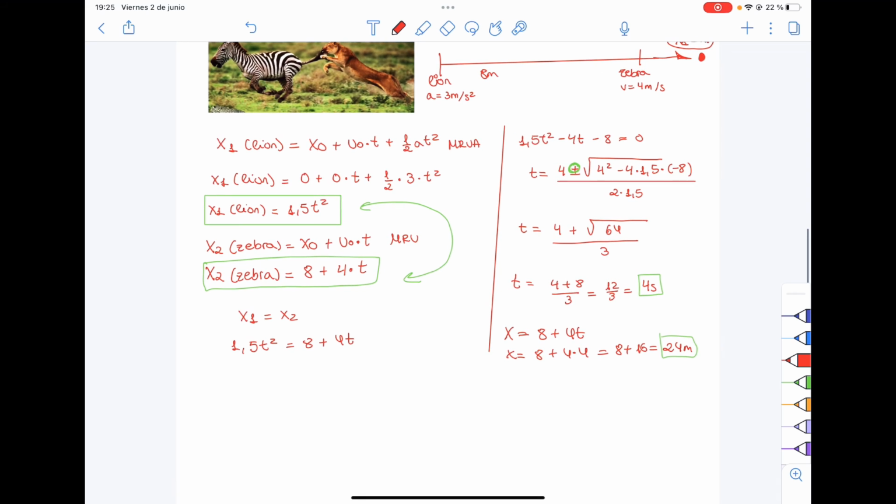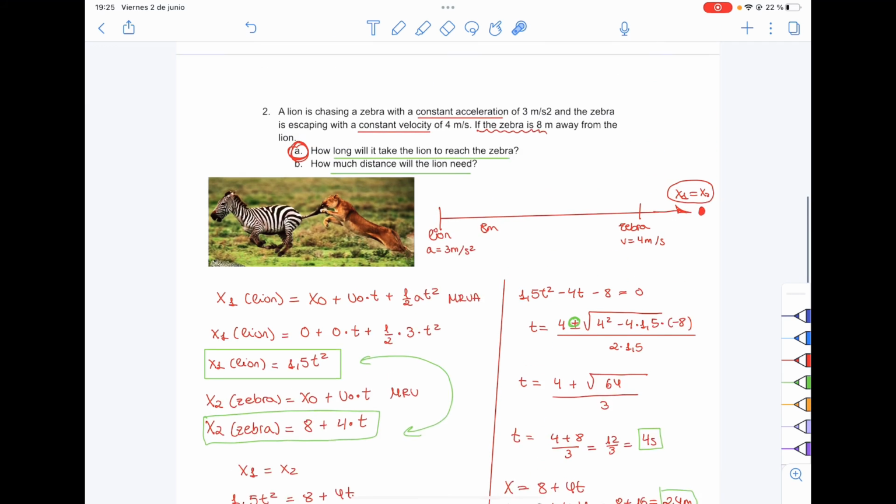If you want, you can try it with this other formula, 1.5 times t squared, so 1.5 times 4 squared, which is 1.5 times 16, which is as well 24 meters. The same result. So it doesn't matter which one of the two formulas you use. You can use either this one or this one. So this could be A and this could be B, the distance and the time.